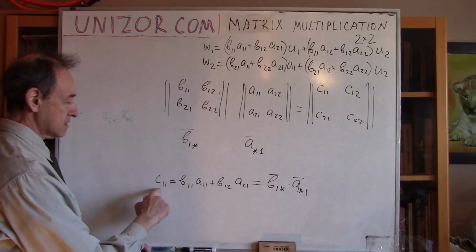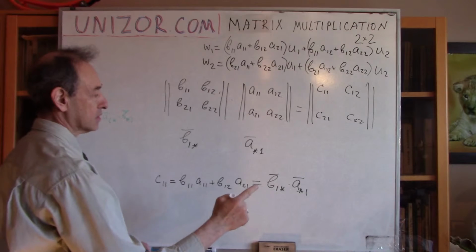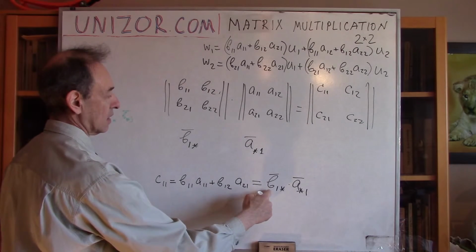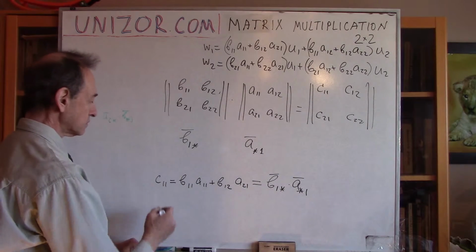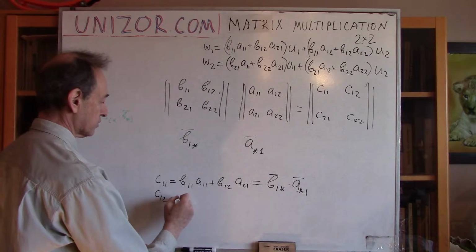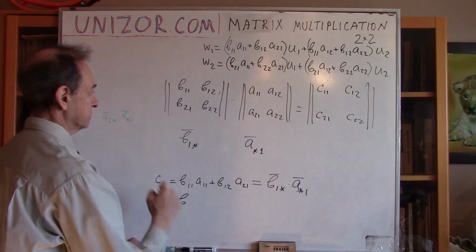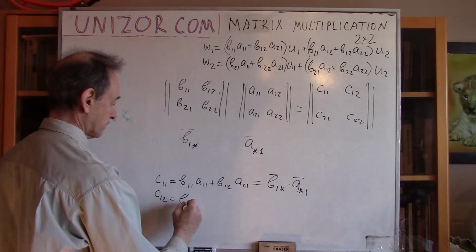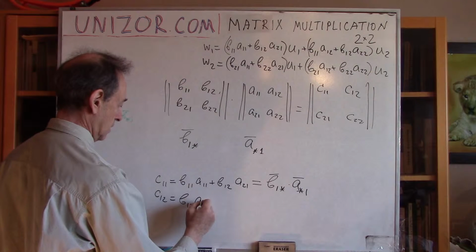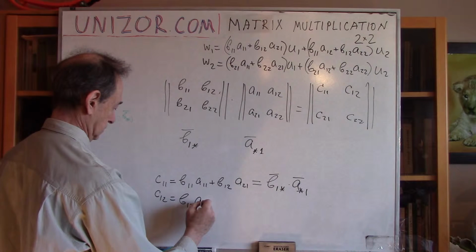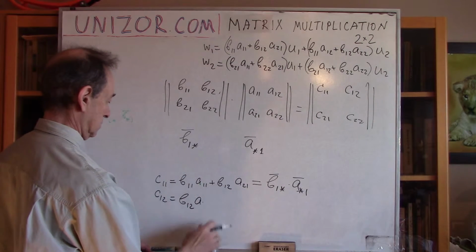So again, C11 equals the scalar product of first row vector and first column vector. Similarly, C12 is equal to B12 A12.